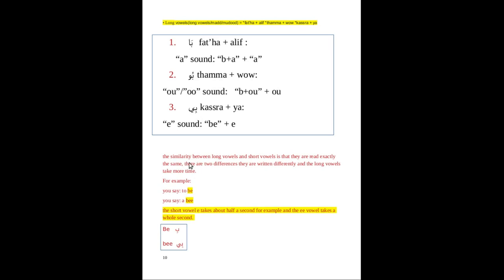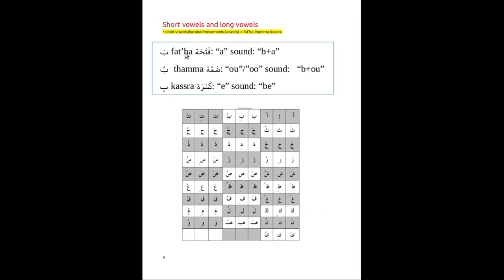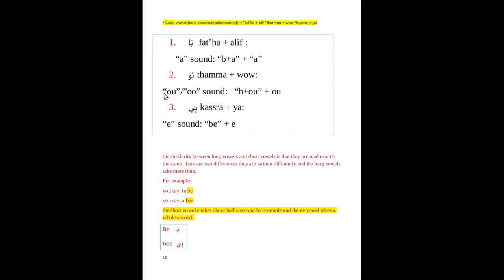The similarity between long vowels and short vowels is that they are read exactly the same. There are two differences. First of all, they are written differently, as you can see here. This table is different from this table, adding this and this and this. And the long vowels take more time, so they take an extra beat, as they say. So instead of ba, we say baa. Instead of bu, we say buu. Instead of bi, we say bii. That's why we call them long vowels, or mudud, or med, long vowels.